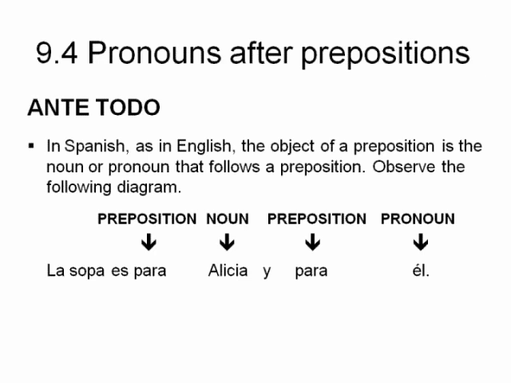So the object of a preposition is the noun or pronoun that follows it, right? And observe the following diagram. This reminds me of middle school language arts. La sopa es para Alicia y para él. So para means for, and it's a preposition. Who is it for? For Alicia. And it's also for him, para él. Okay?